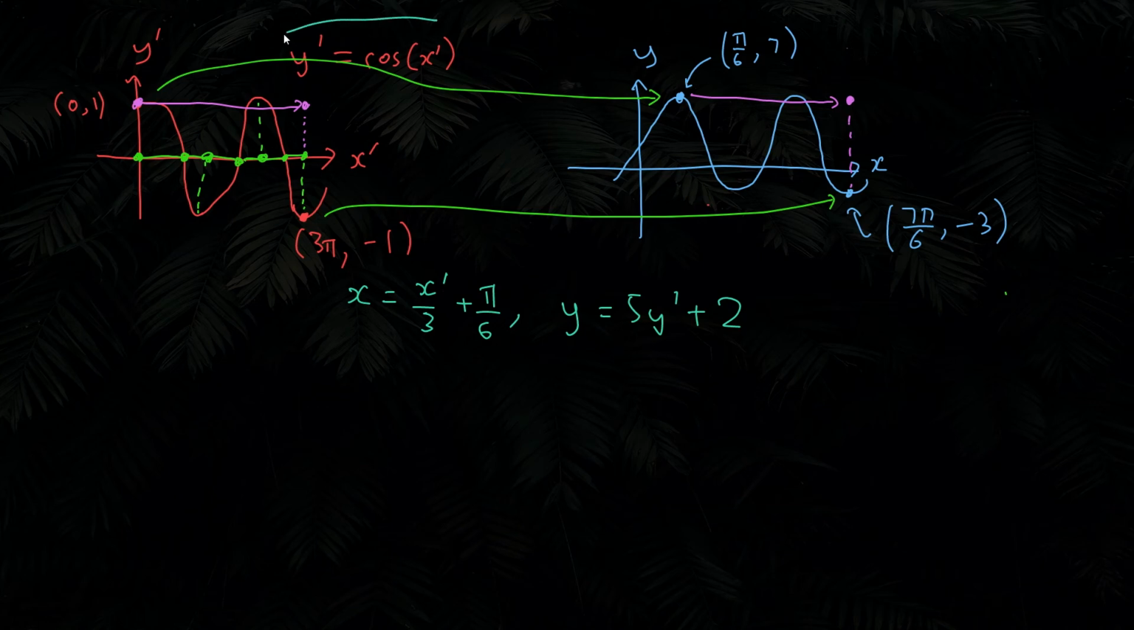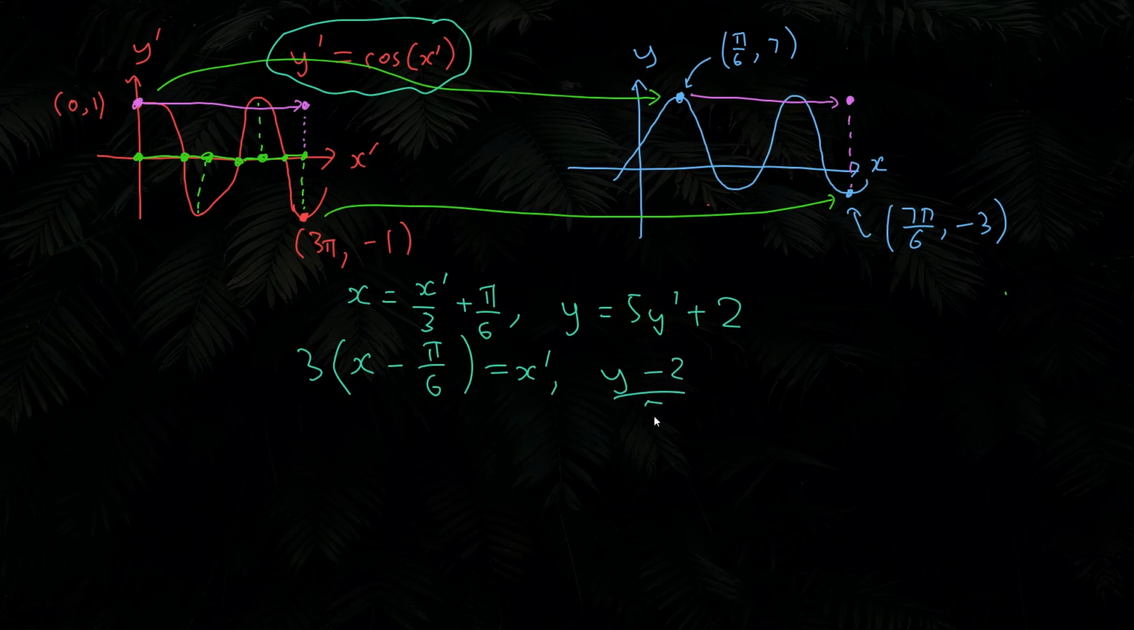The only problem is the equation we've got says y dash equals cos of x dash. And the problem is that x dash is not the subject of this equation, and y dash is not the subject of this equation. So we can't actually plug these directly into here. First, we have to rearrange. So if we rearrange this equation, we get x minus pi on 6 multiplied by 3 equals x dash. And similarly, we can rearrange this. We'll get y minus 2 over 5 is y dash. And so now we can put these formulae into this equation.